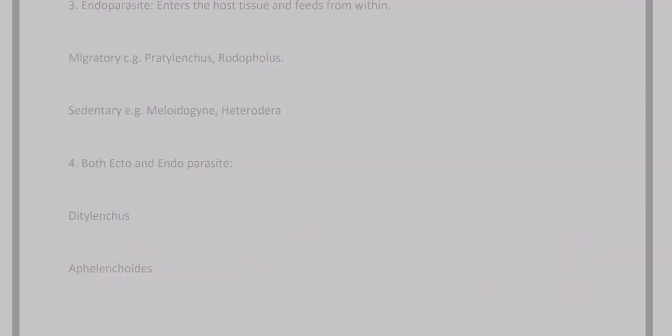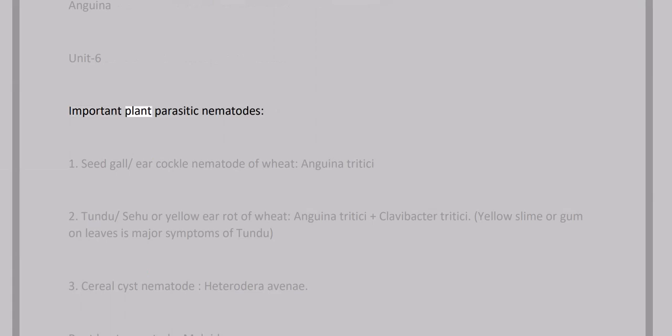3. Endoparasite, enters the host tissue and feeds from within. Migratory, e.g. Pratylenchus, Radopholus. Sedentary, e.g. Meloidogyne, Heterodera. 4. Both ecto and endoparasite: Ditylenchus, Aphelenchoides, Anguina.